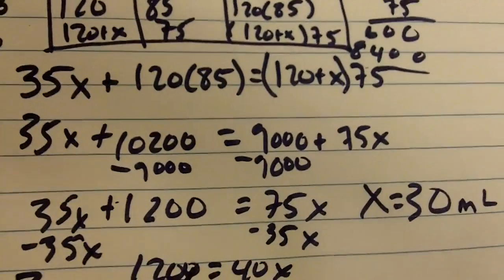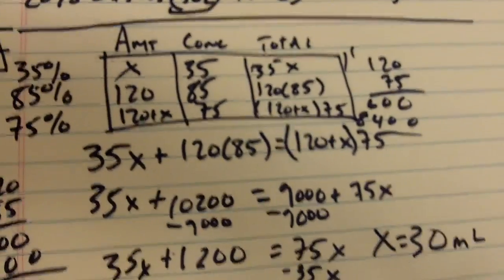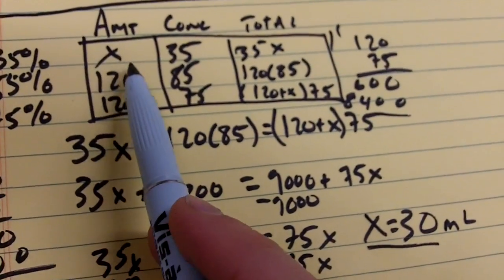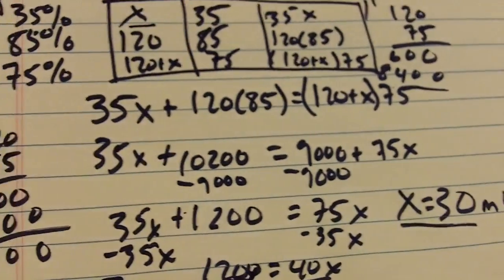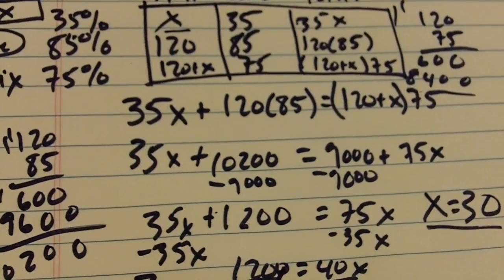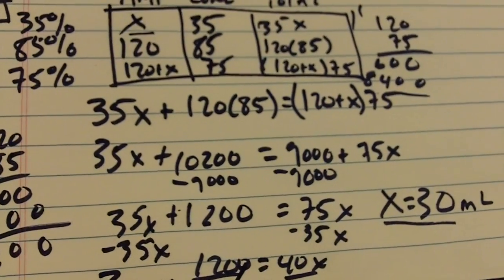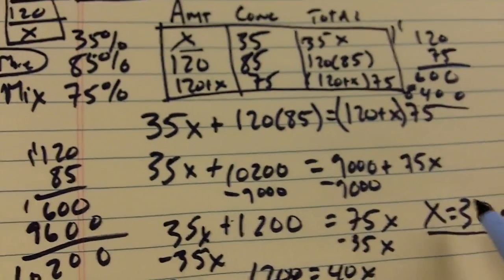What did I just answer? X tells me how much of the 35% solution I needed. Check this out. Here's the X, 30 milliliters. There's 30 milliliters of that guy. What did the question ask for? The question asks for how many milliliters of the 35% solution did I need to add? Well, 30 milliliters. If you want to figure out what the 75% was, you could do that.